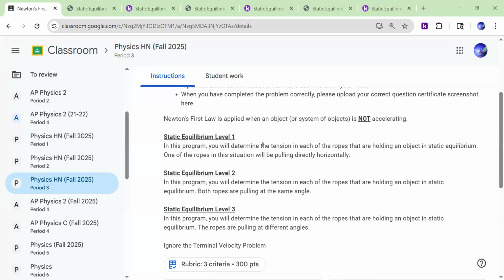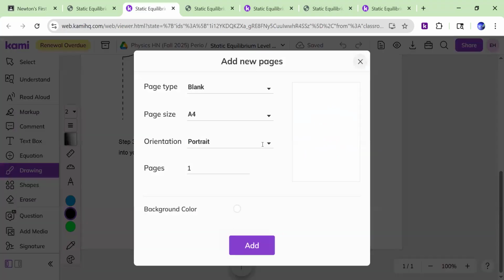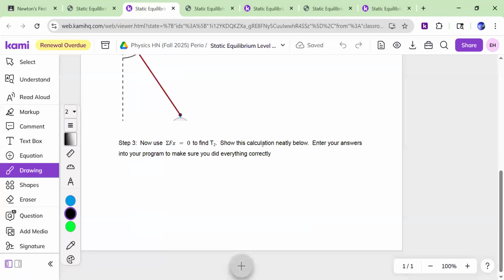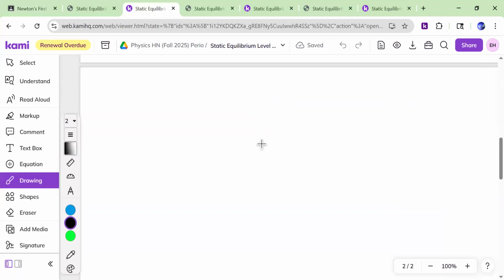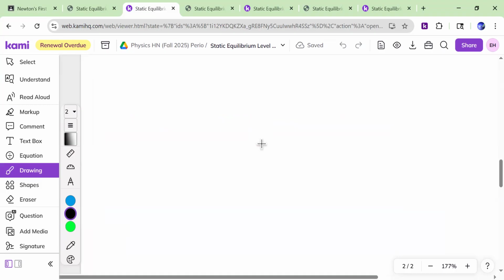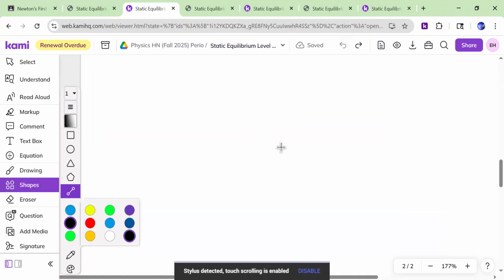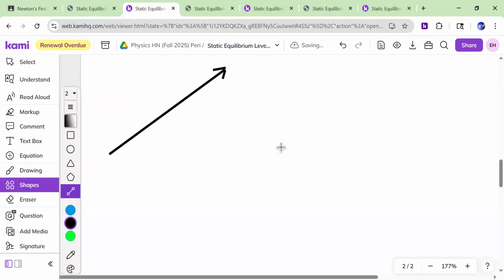Our first question is static equilibrium level 1. Now, one thing that I want to point out to you, I'm going to just add a page right here, just so that I can go over a few notes with you before we begin. Okay. So a couple things to note. When we're doing forces at an angle, let's say, for instance, I have a force vector that is at some angle theta above the horizontal. Okay. So this is my horizontal. And this is my force vector at some angle above my horizontal like that.